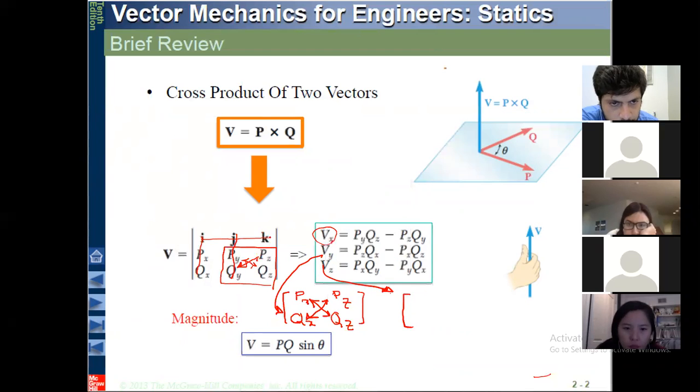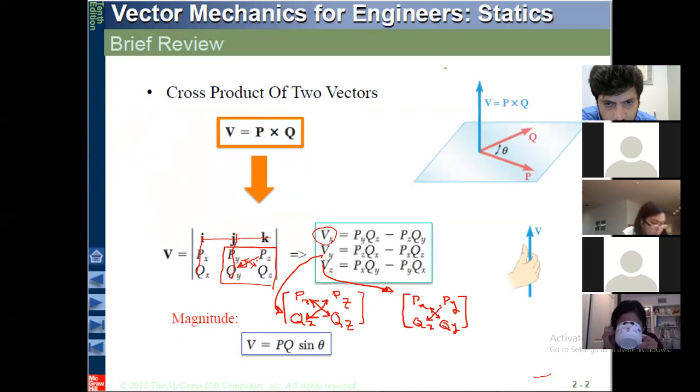And you do the same for Vz. You cross the third column, and then you would have Px, Py, Qx, Qy, and multiply the diagonal elements, Px Qy minus Py Qx. And this is how you calculate the components of the V vector.